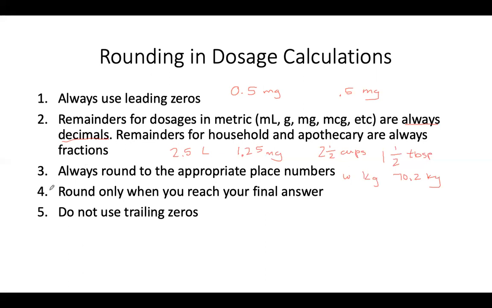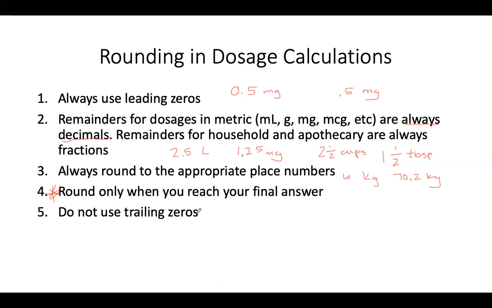This is very important. Do not round until you've reached your final answer. The reason for that is you can actually end up with a dosage that is much larger or much smaller than what you need. So carry as many decimal points as you need until you reach your final answer, and then you can round up to whatever place you're supposed to round to.